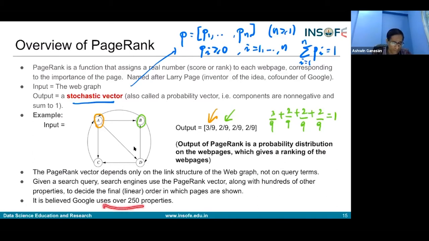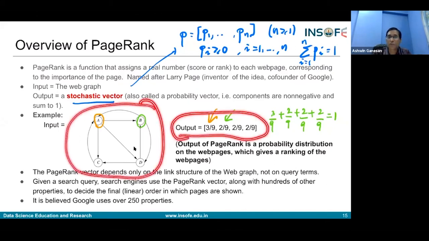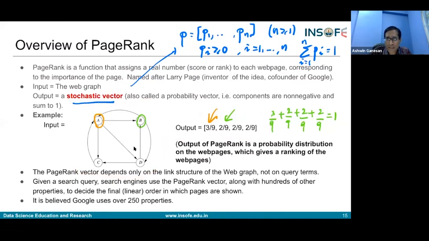Exactly how these many properties are combined is a trade secret. It's Google's secret. People outside the company don't know their current method. And probably, people believe it uses machine learning to determine the weightage for the many properties that are used and that are combined. Okay, so our goal today is to look at the algorithm which takes this web graph as its input and then which will output some kind of a probability vector. Okay, that's the goal for today.